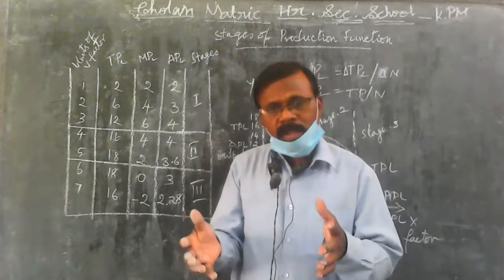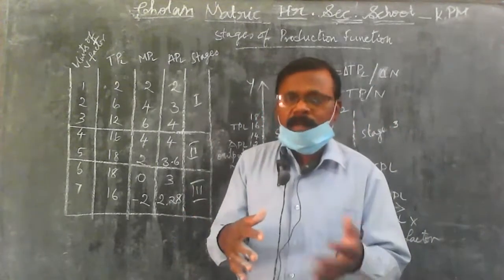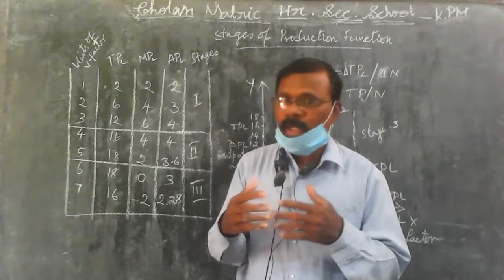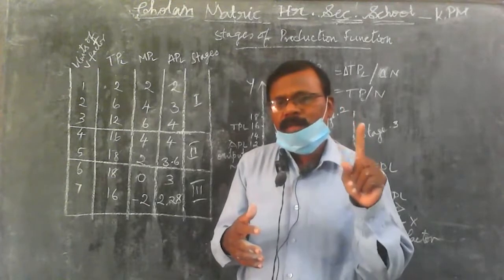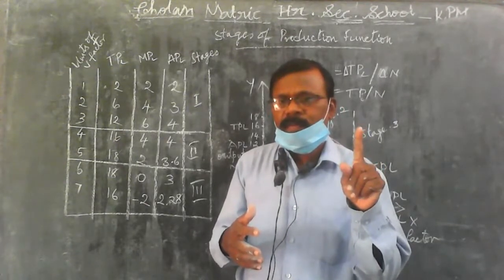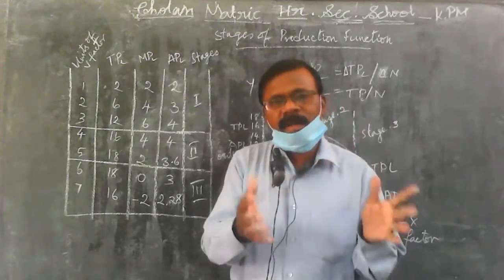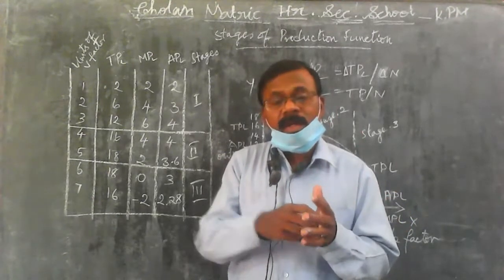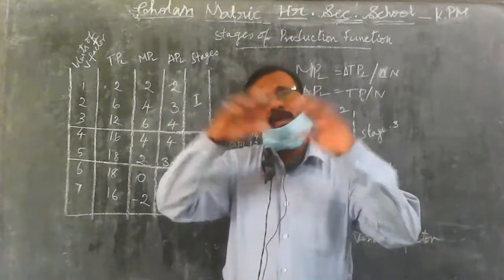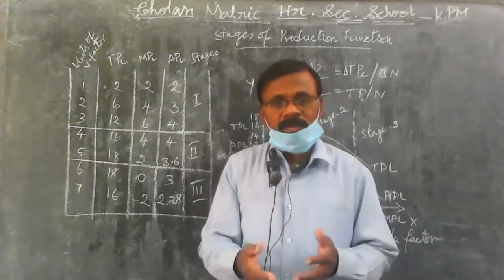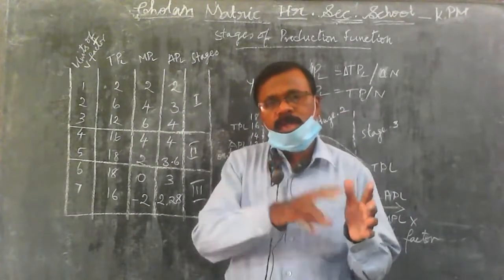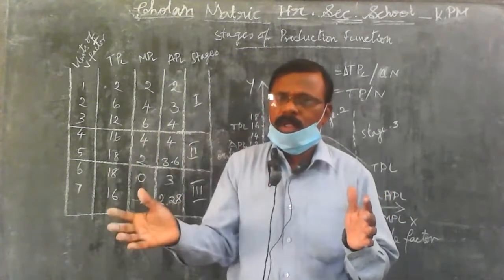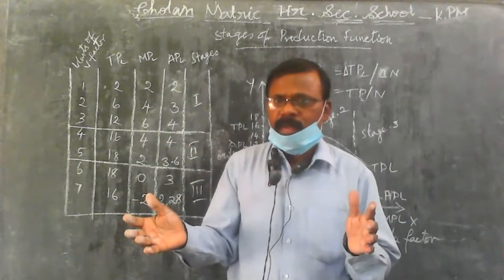And the long-run production function is illustrated by the laws of returns to scale. In the short run, only one factor is variable and the other factors are constant, whereas in the long run, all factors are variable. So this is the difference between the short-run production function and the long-run production function.